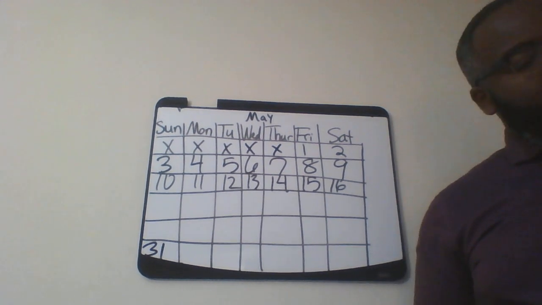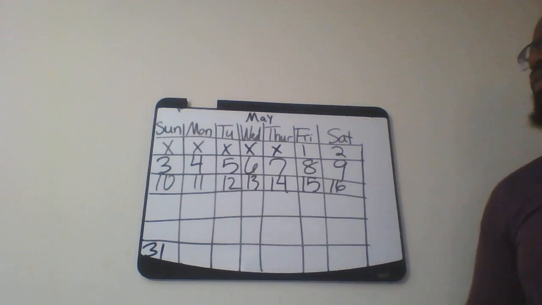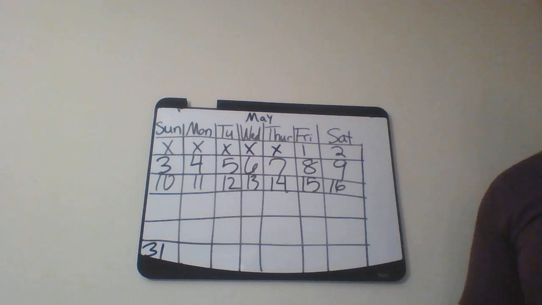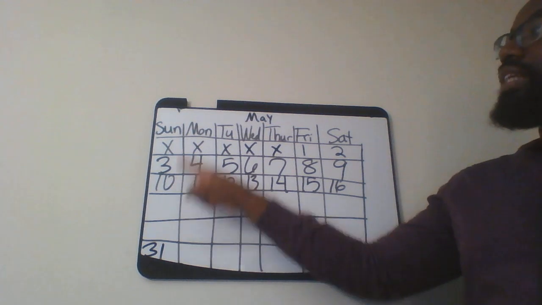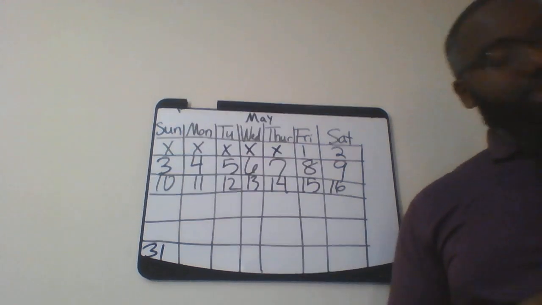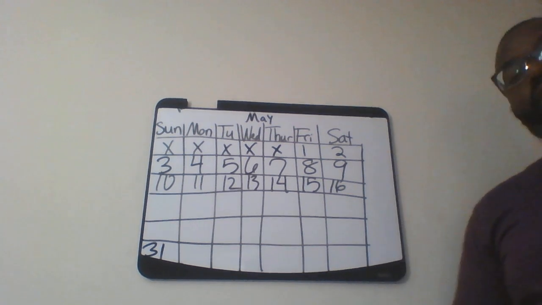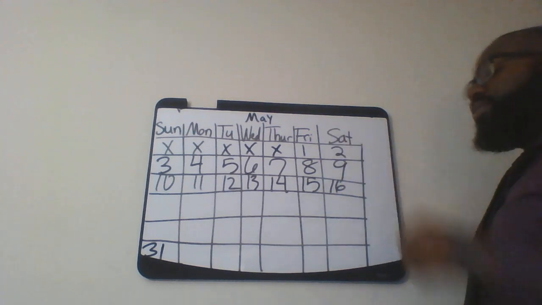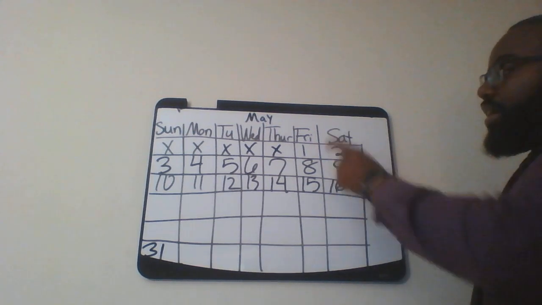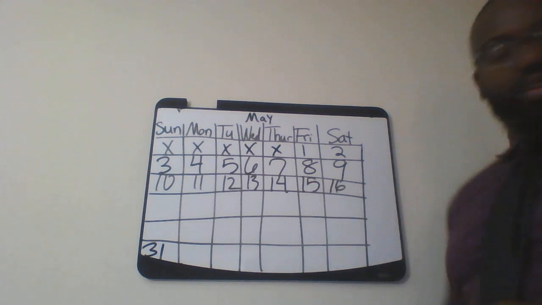Notice number 2 asks us what day of the week is the 10th of the month. So we have to look for number 10. Notice that is a Sunday. You're going to write Sunday. And number 3 asks us, what is the date of the 3rd Friday? Go to Friday. It wants the 3rd Friday. So there's the first Friday, second, third. So you're going to write 15 for the 3rd Friday.